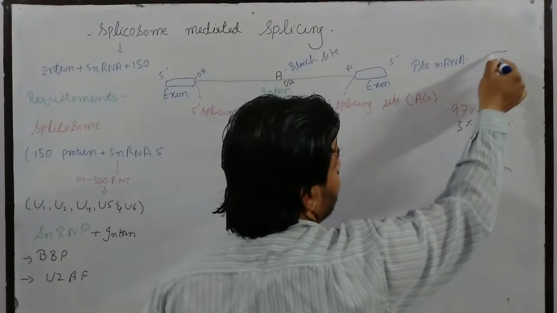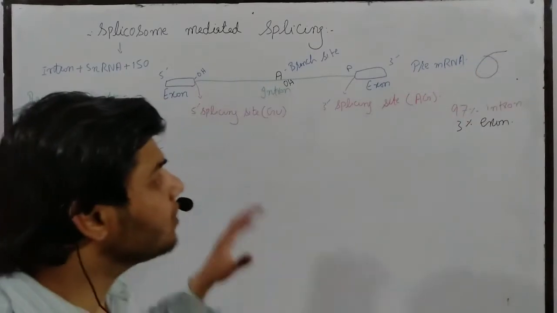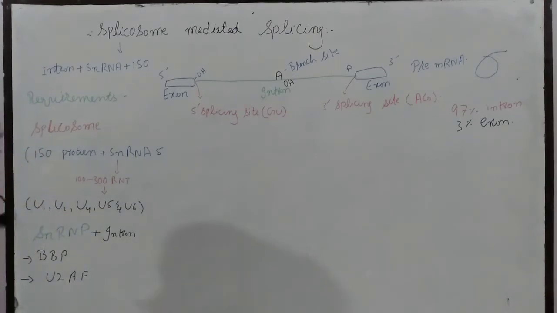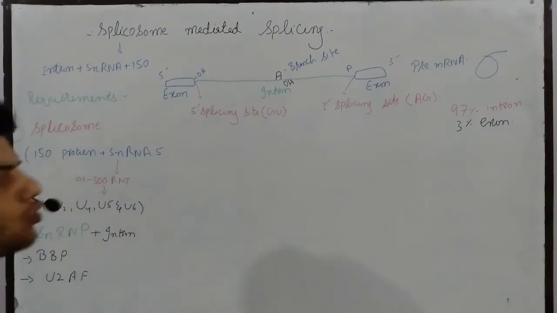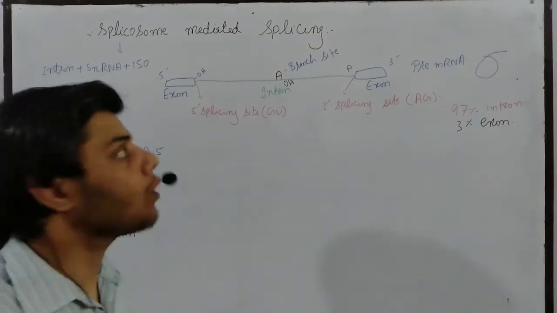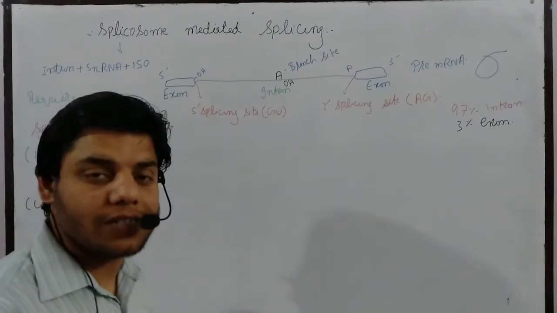So it will make a lariat-like structure in this form. So these are the main functions of each snRNA, protein, or genome sequence. Okay, now what is the mechanism? How will the whole process, the spliceosome-mediated splicing, occur?